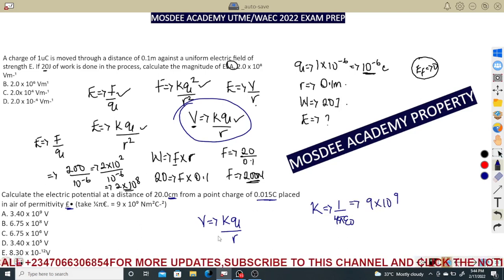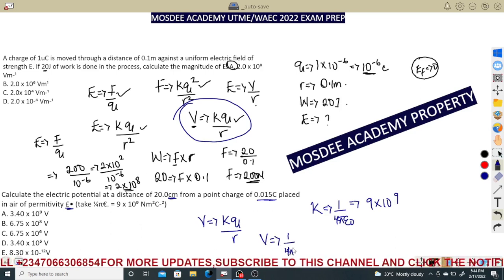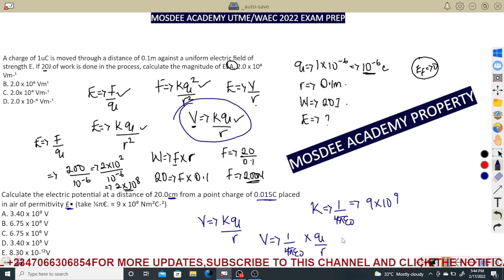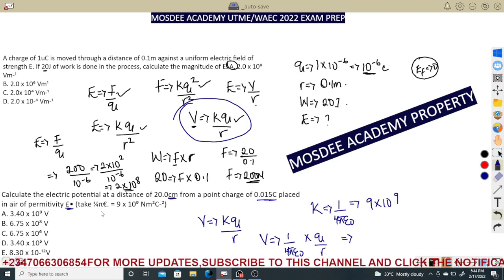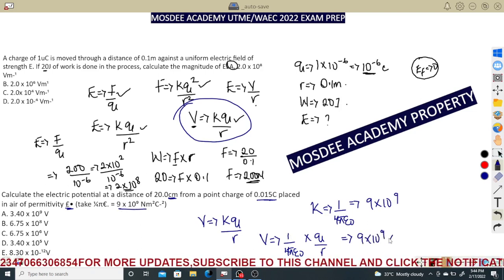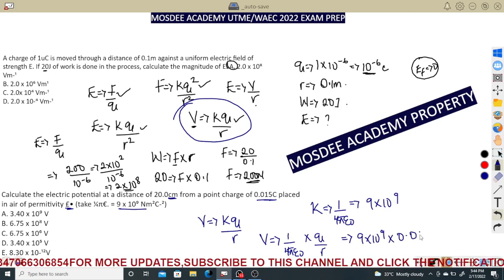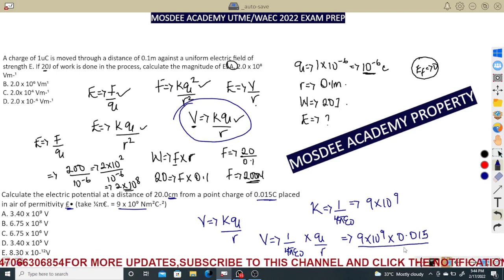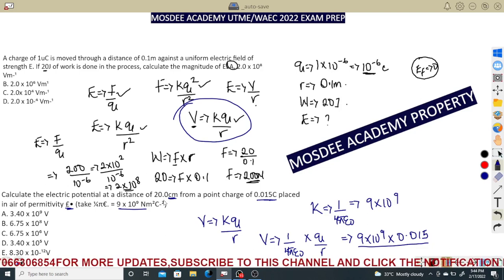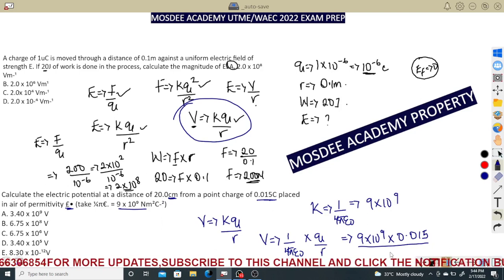So let's just use the formula. You can write it in this format: V equals 1 over 4 pi epsilon naught times Q over R, which is the simplest form. So substitute the parameters. What is 1 over 4 pi epsilon naught, given? 9 times 10 raised to the power 9, multiplied by Q, the charge, which is 0.015. Divide your answer by R. What is R? Convert 20.0 centimeters to meters. How do you convert from centimeter to meter? Divide by 100. 20 divided by 100 should be 0.2 meter.